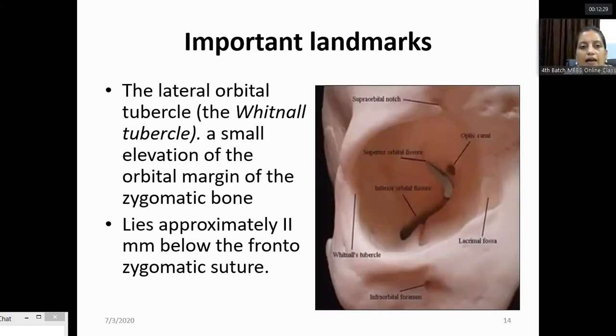So an important landmark on the lateral wall is the lateral orbital tubercle, which is called Whitnall's tubercle. It is a small elevation of the orbital margin of the zygomatic bone. At this elevation there is an elevated point at the orbital margin, and it is called Whitnall's tubercle. It lies approximately 11 millimeters below the frontozygomatic suture.